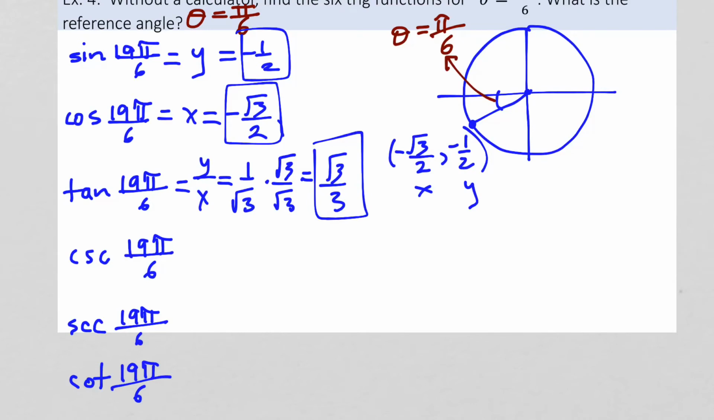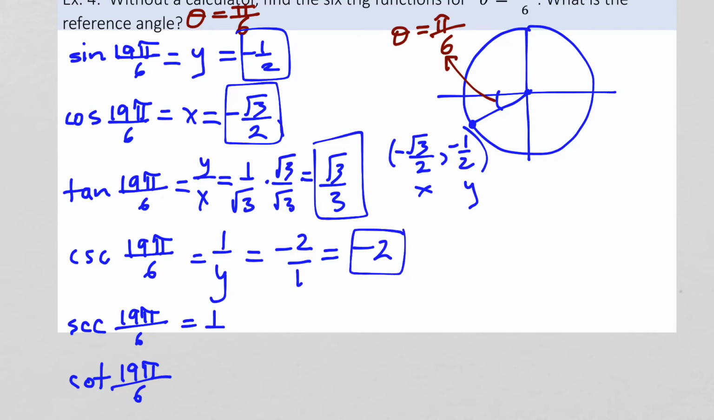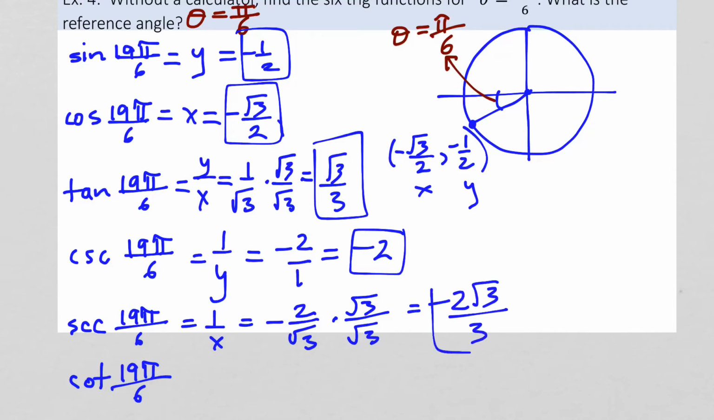All right? Then the cosecant is the inverse of the sine. So that's negative 2 over 1, which is just negative 2. And the secant is the inverse of the cosine, which is negative 2 over root 3. Rationalize the denominator: negative 2 root 3 over 3. And then the cotangent is the inverse of the tangent. So we go back here, flip that one over. So that'd be root 3 over 1, which is just root 3.